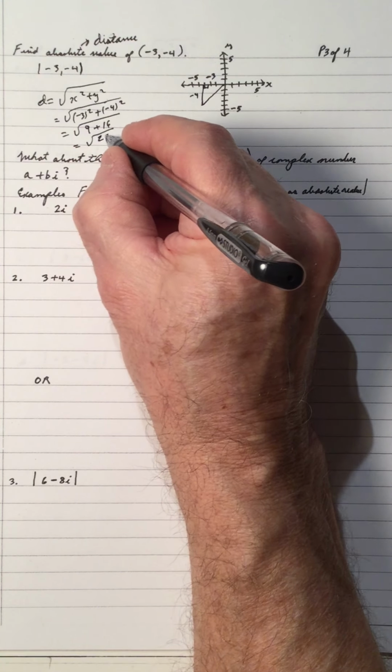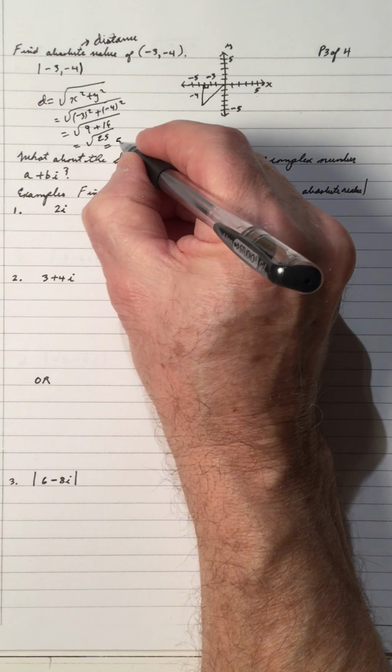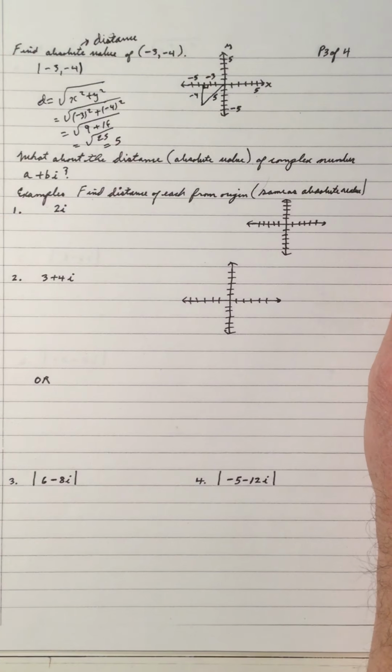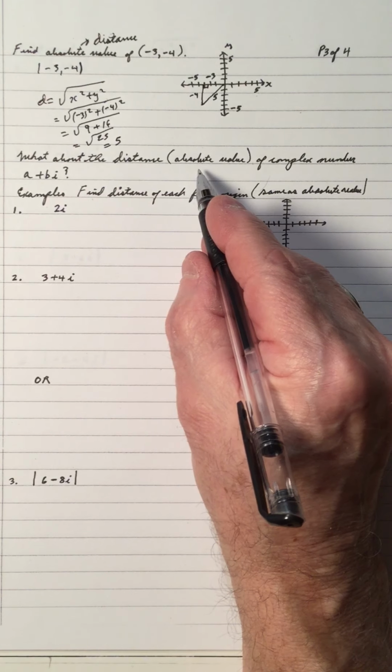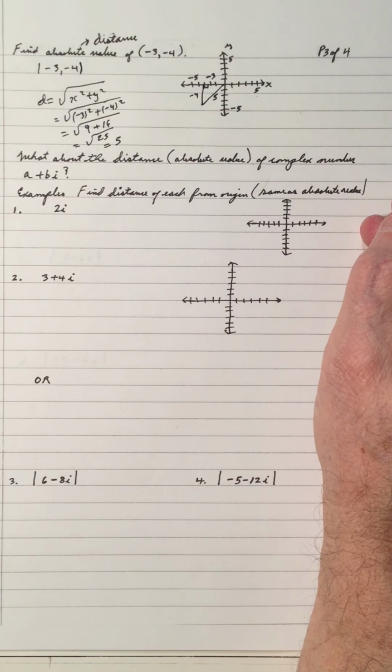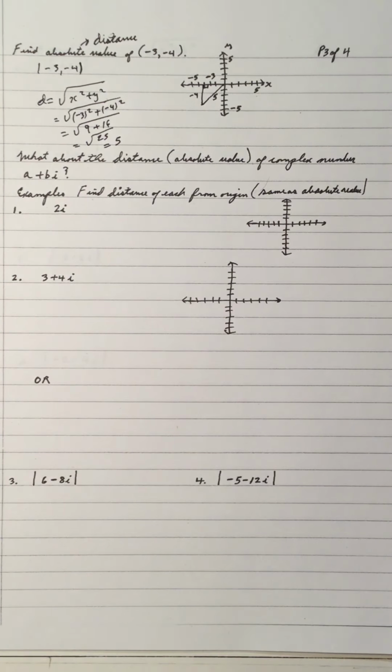9 and 16 gives you 25, and the square root of 25 is 5. So the length of this segment is 5, using this formula. What about the distance or absolute value of a complex number, a plus bi? Well, let's look at the graph, and let's look at another formula.